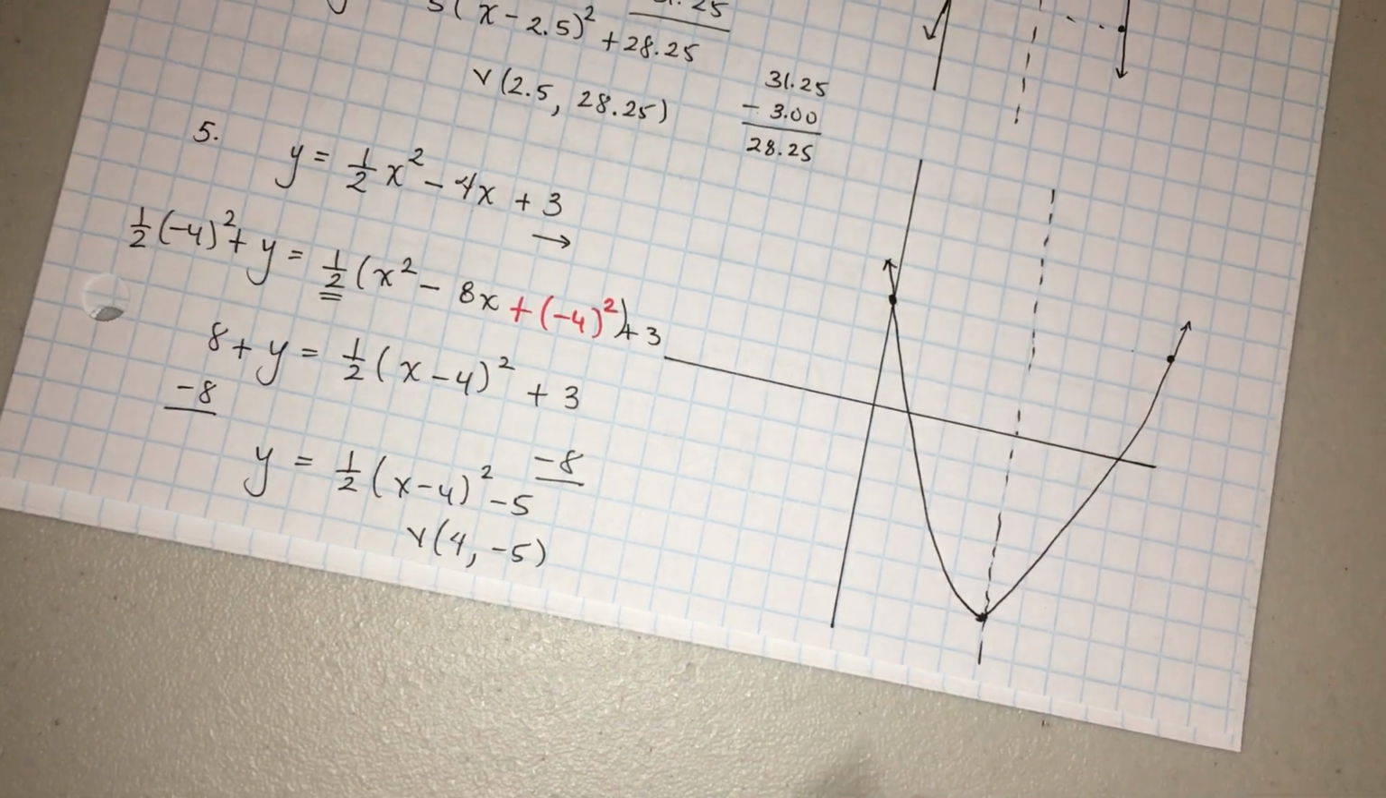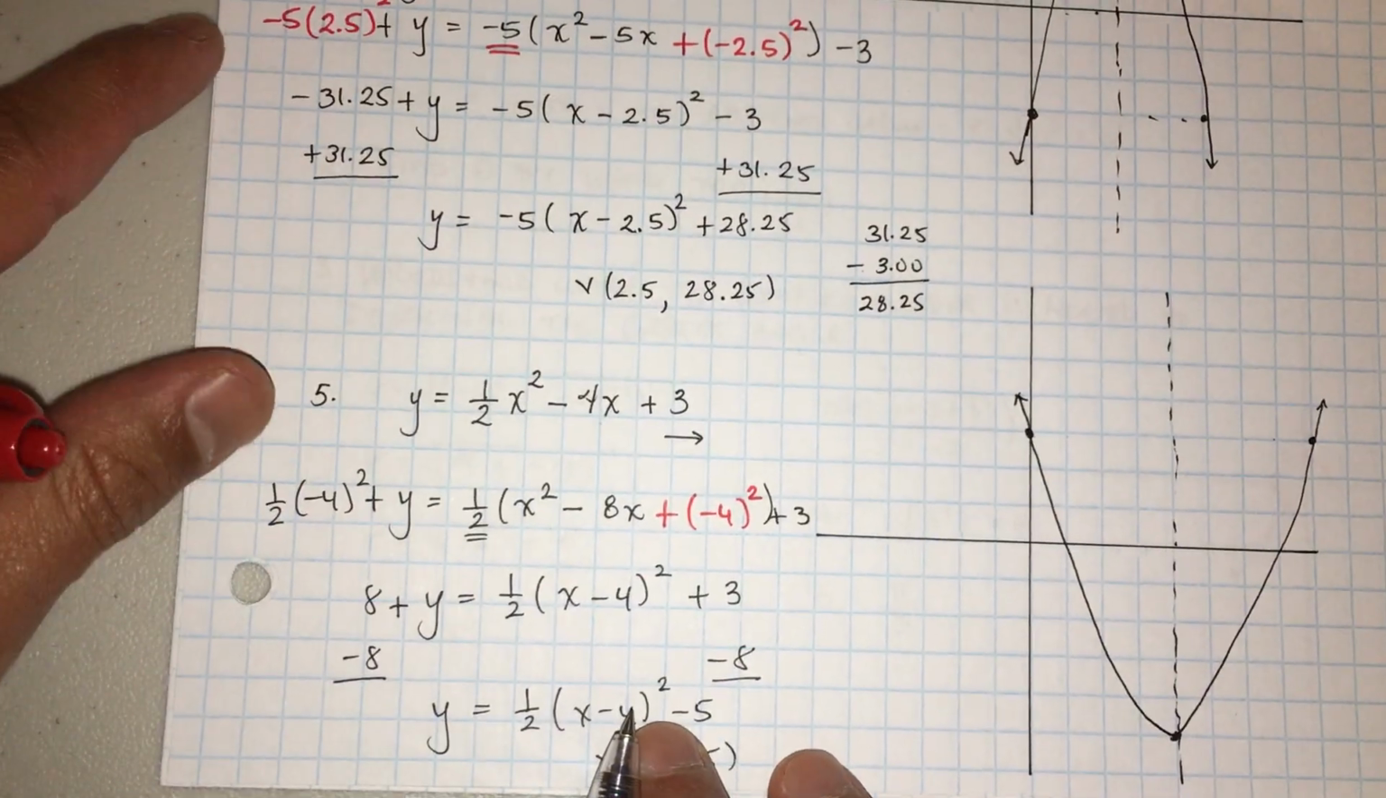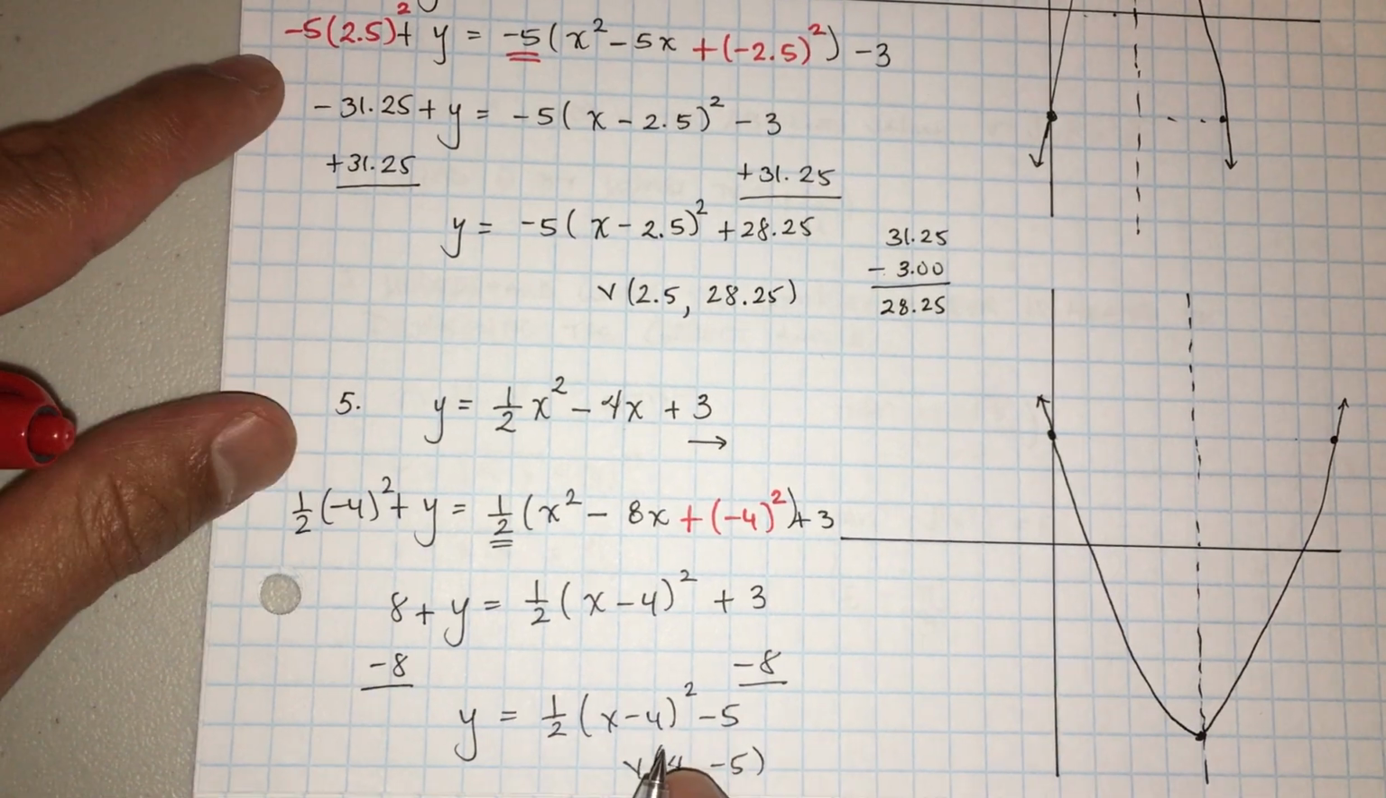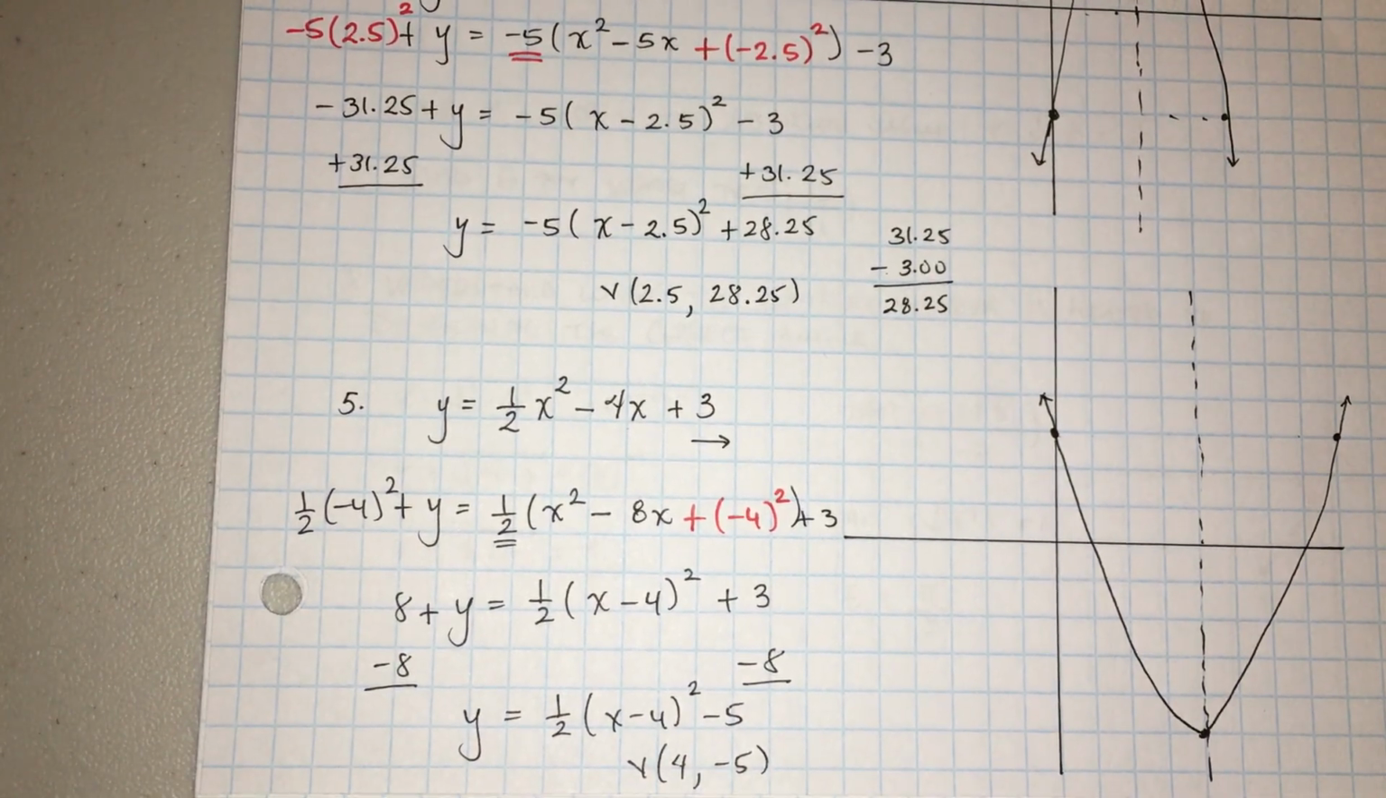All right. And that's it, guys. So that's how you complete the square when there's a number and you have to factor it out. So hopefully that helps, guys.